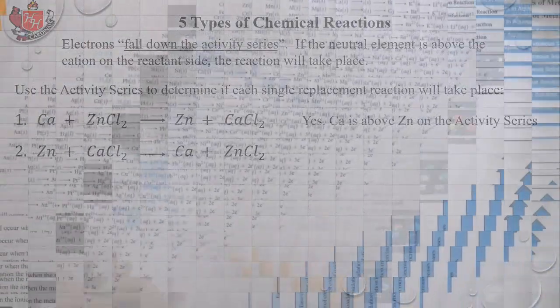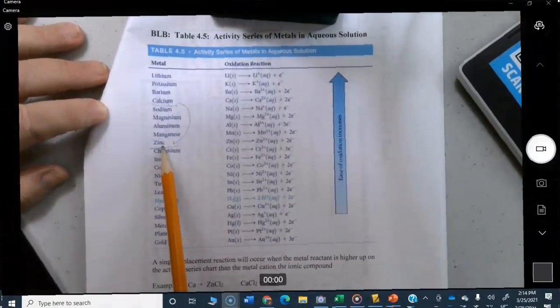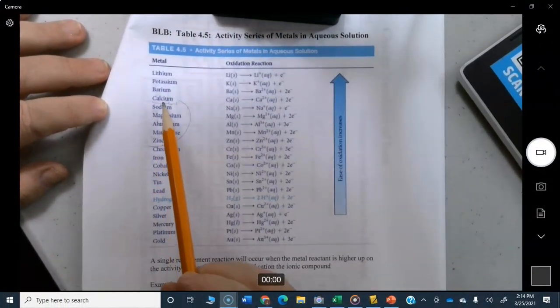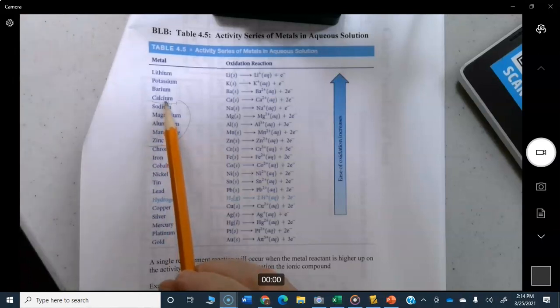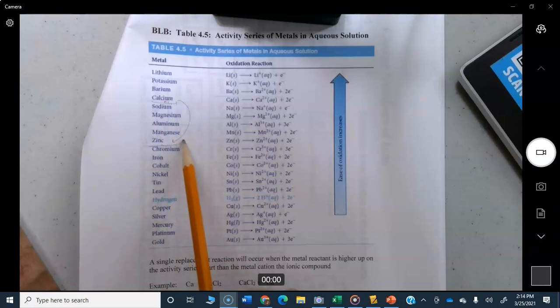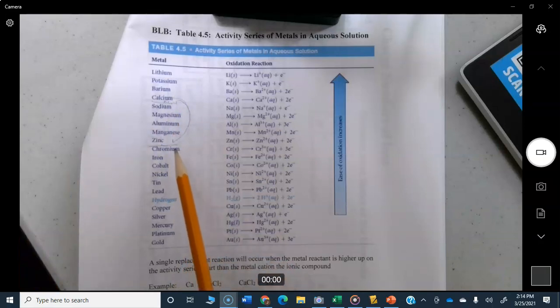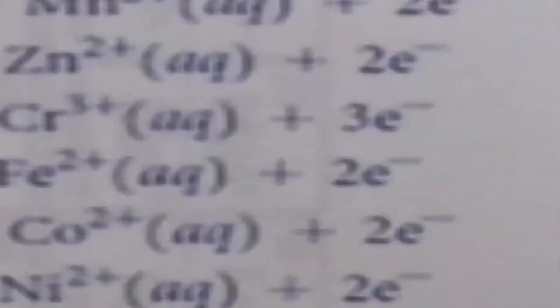Okay, so we see zinc is the lone element in that reaction. It's the one that starts off by itself. If the lone element is below the one that's in the ionic bond, in this case calcium, that reaction will not take place. So the electrons cannot go from zinc up to calcium simply because zinc is stronger than calcium. Calcium can't pull electrons away from zinc. So electrons don't go up the activity series list here. So the answer is no. That reaction will not take place.